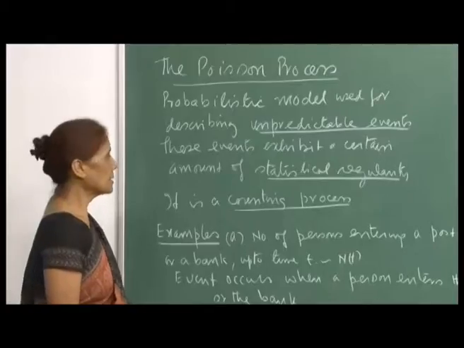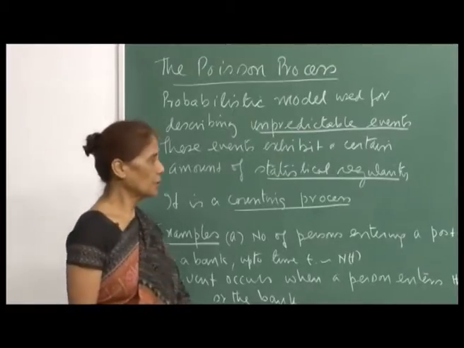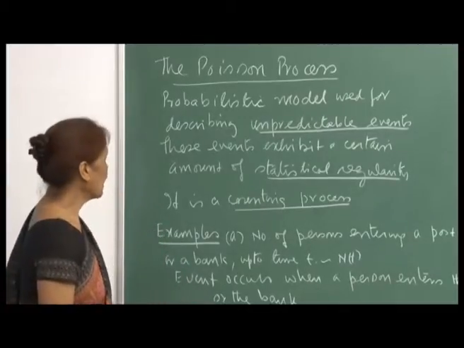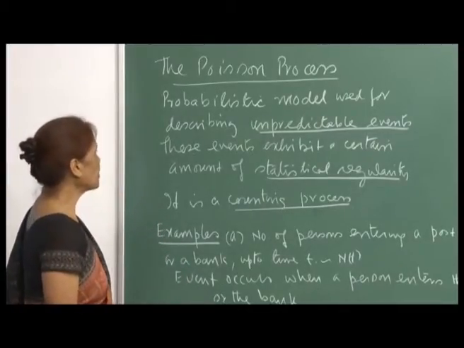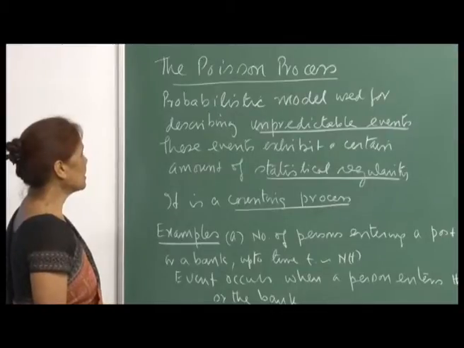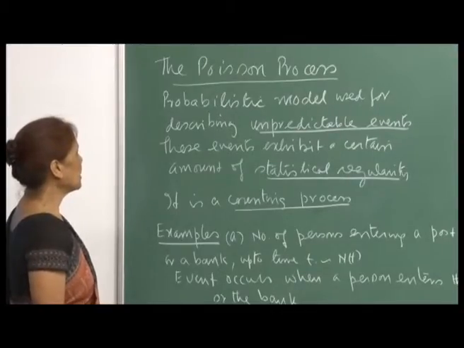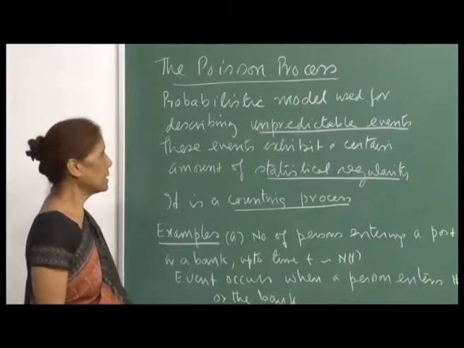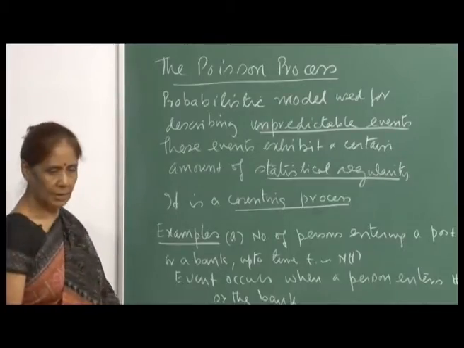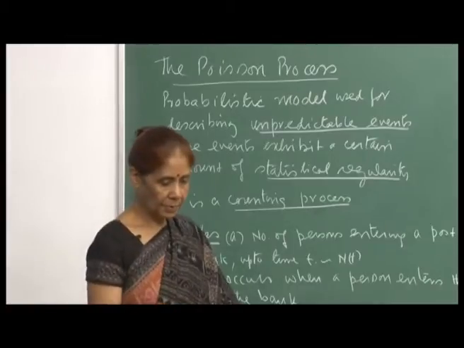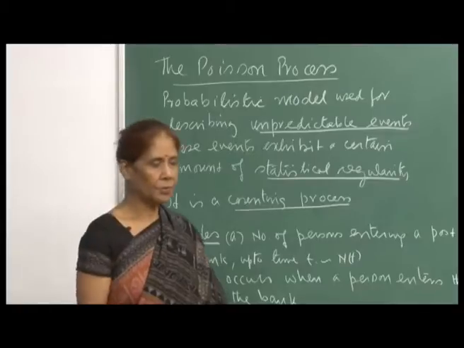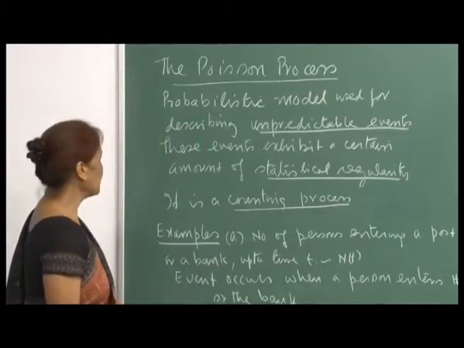Okay. In my last lecture, I had told you that we will now be talking about some stochastic processes, and one of them is the Poisson process. You can describe this as a probabilistic model used for describing unpredictable events, right, because there is a chance element. For example, when an earthquake will happen, or when a certain person walks into a post office, these are all unpredictable events.